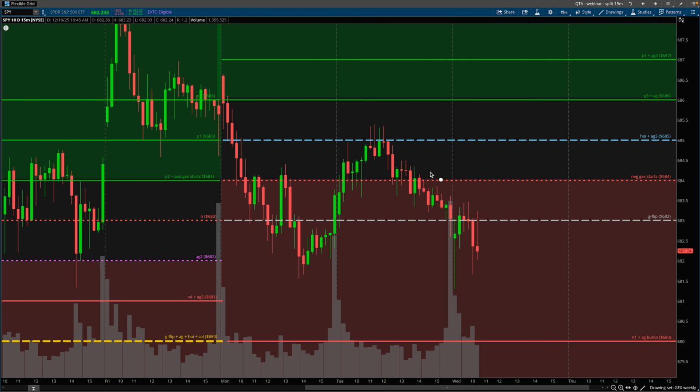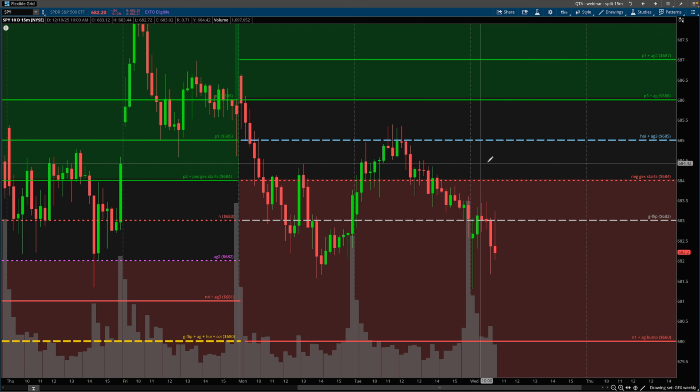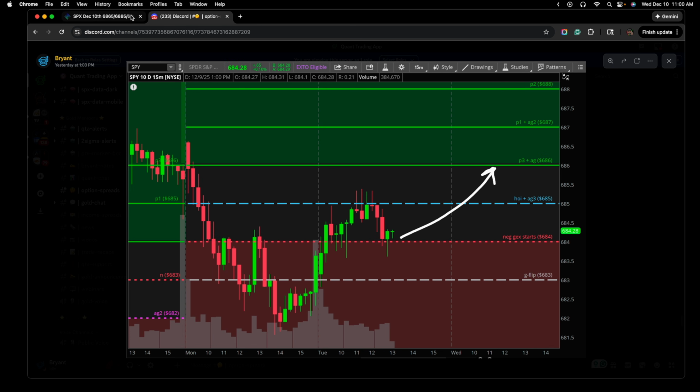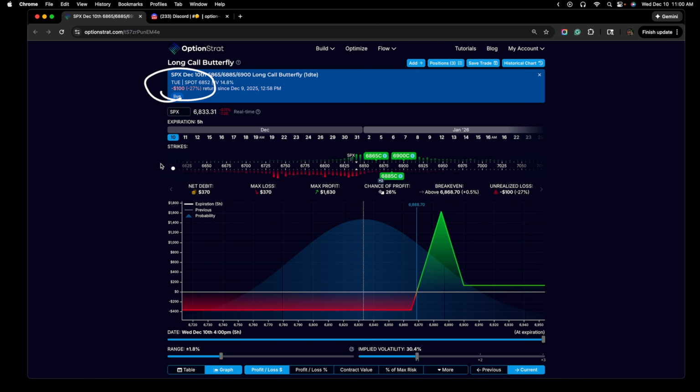Now, why would I want to trade a broken wing butterfly as opposed to just buying a call if I think the market is going to go up? The first reason is that the risk control, I think, is better with something like a broken wing butterfly. As you can see, I was wrong and the market is down right now. So the position I'm in currently is down about $100. The max loss I can take on the trade is $370. So I'm only down 34%. That is within the risk parameters I set when I first entered the trade.